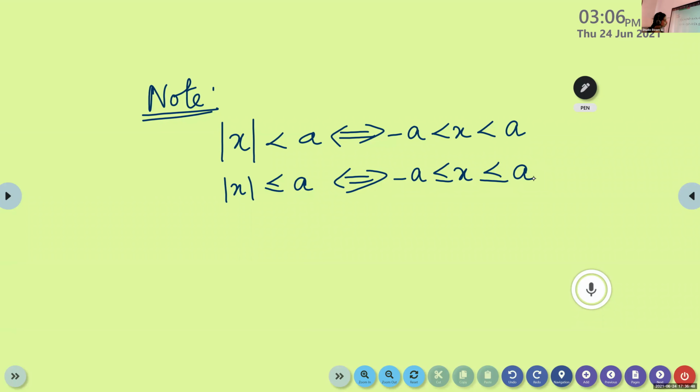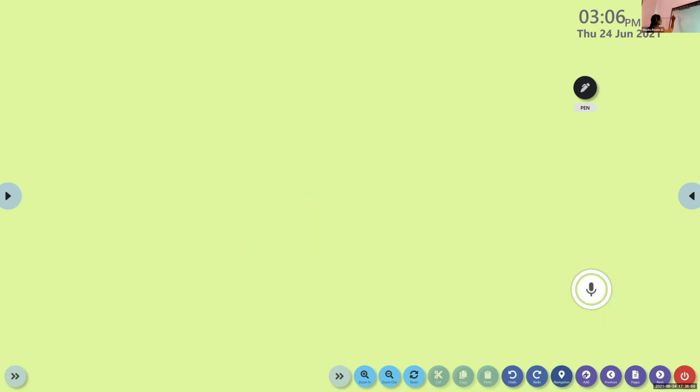Write the question. Solve. Modulus of x plus 3 is less than 5.